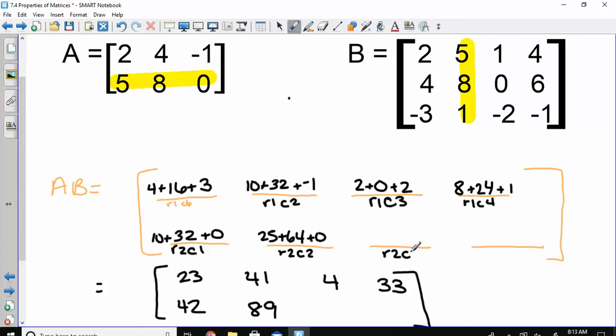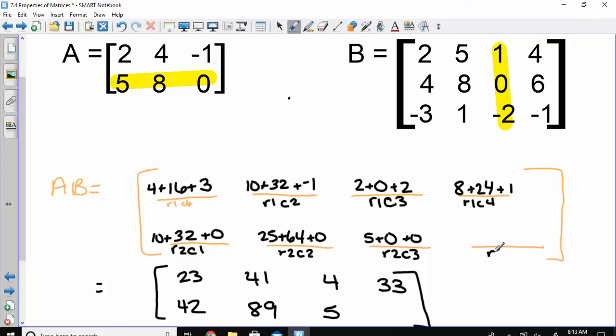Row 2, column 3, so second row, third column, 5 times 1 is 5, 8 times 0 is 0, 0 times negative 2 is 0, we get a 5.